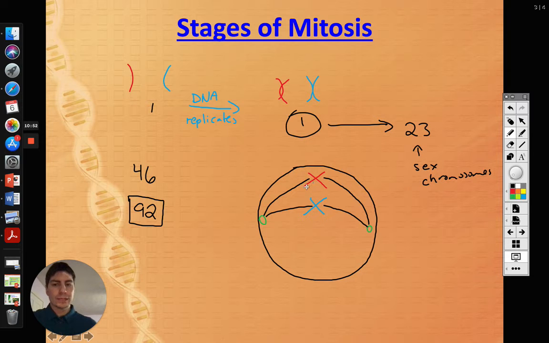Each one of these contains 2, so we would have 46 X's going straight down our middle line for metaphase. Okay, I just wanted to show you guys that kind of nice picture of it. All right.